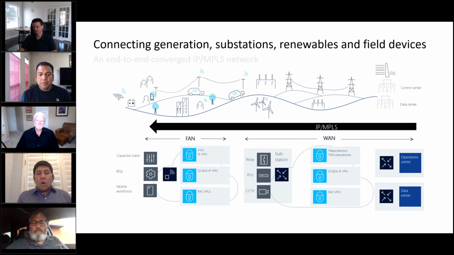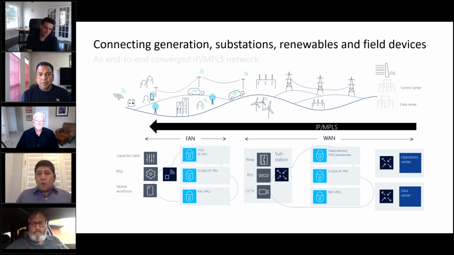Defining the parameters of all of the use cases from a bandwidth perspective, from a latency perspective, from a survivability perspective, it's very important. And quality of service that extends not only on the backbone network, but extends all the way to the field area network, is very important.